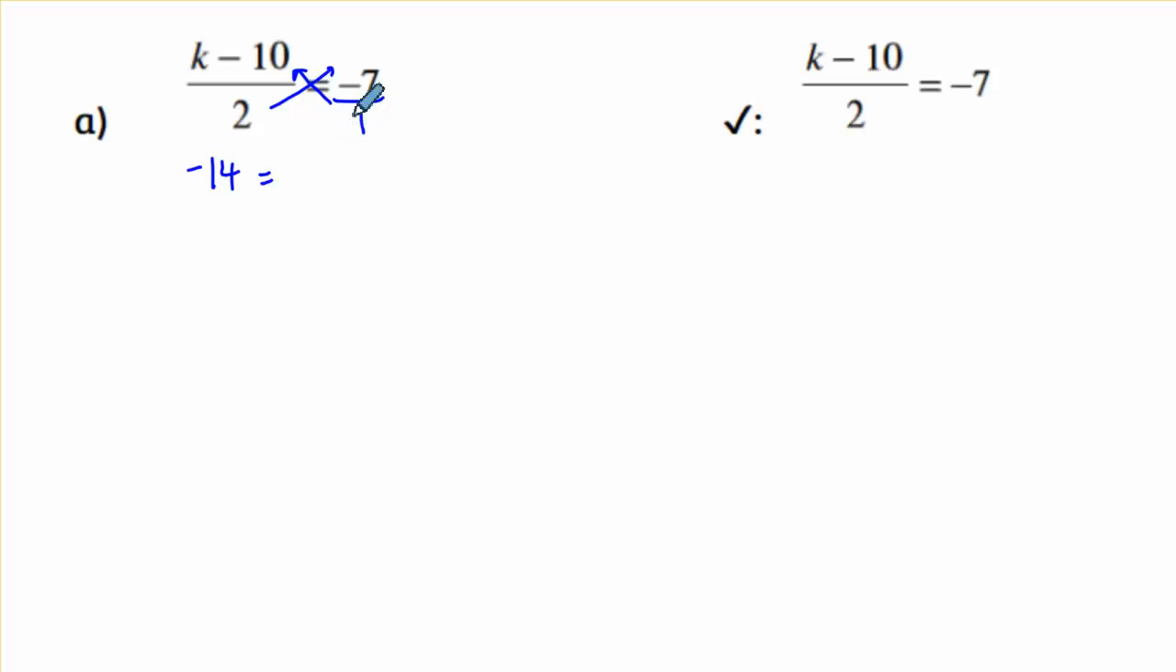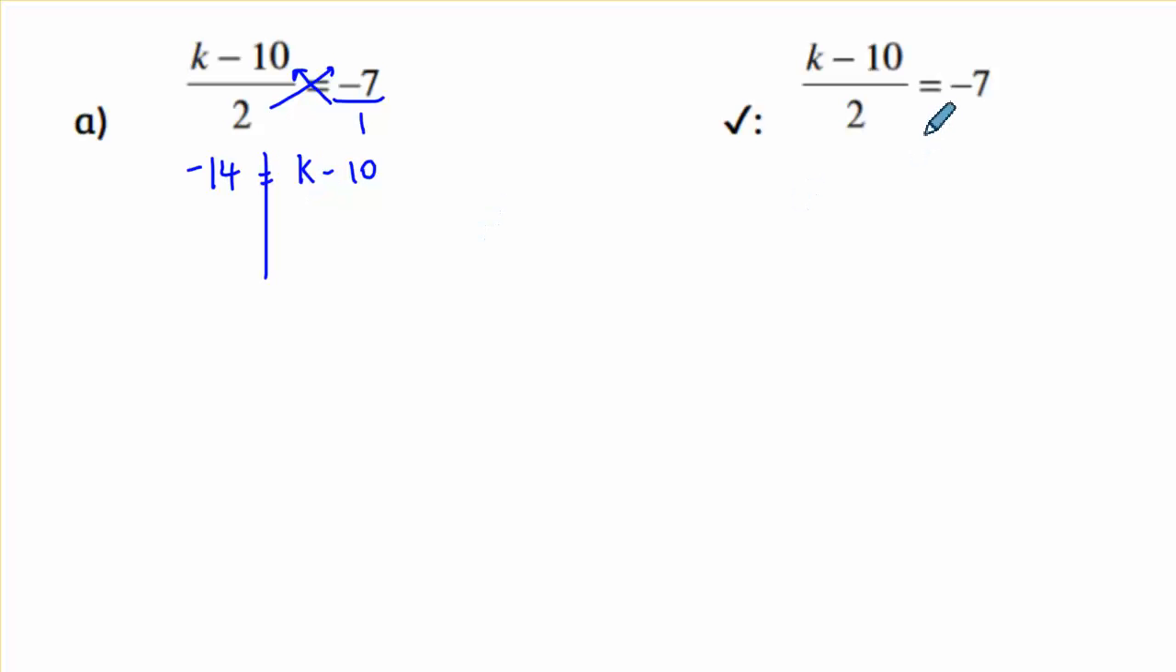And now the nice thing about multiplying anything by 1 is that it doesn't change. It's the same thing. So we still have k minus 10. And now you're really at a one-step equation. So you're going to draw your river and you're going to solve it.